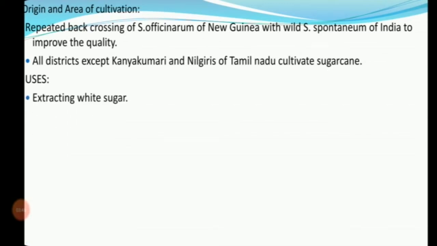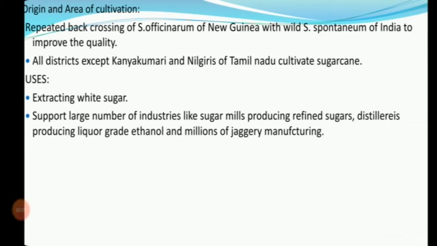Now I explain the uses of sugarcane. Sugar is extracted from the sugarcane. White sugar is extracted from the sugarcane, which supports a large number of industries like sugar mills producing refined sugars, distilleries producing liquor grade ethanol, and millions of jaggery manufacturers. Fresh sugarcane juice is also a refreshing drink which contains essential nutrients for our healthy life.